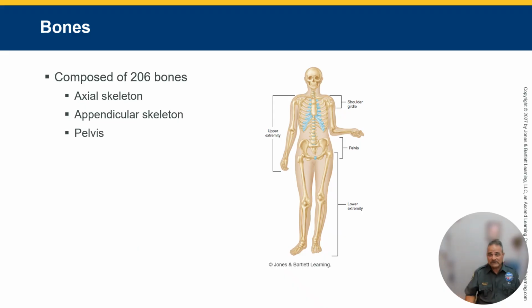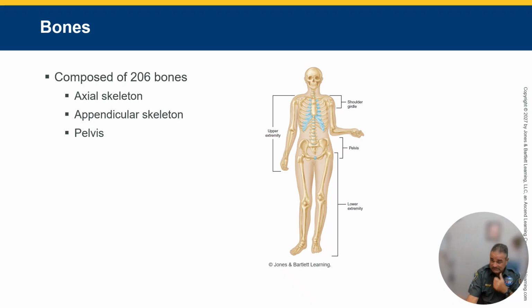All right, so the bones, there's 206 of them. We have what's called the axial skeleton, the appendicular skeleton, and the pelvis. Pretty simple stuff. The axial is the axis of the body, the center, the core, the trunk of the body. Then you have the appendicular, the appendages, stuff out here. Then you have the pelvis that connects those two together.